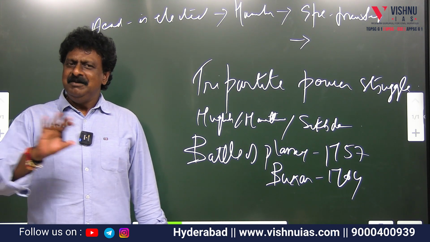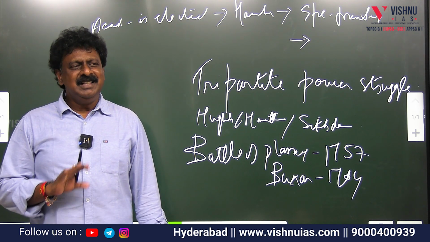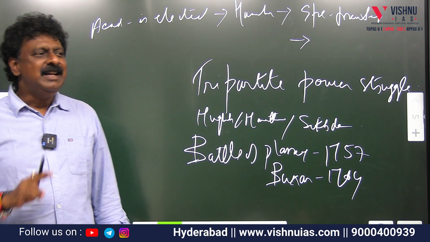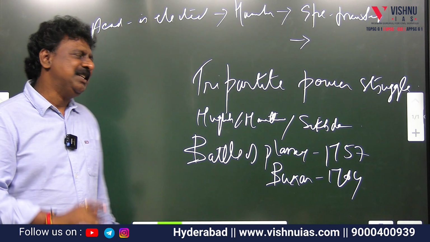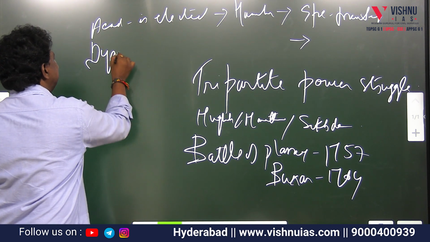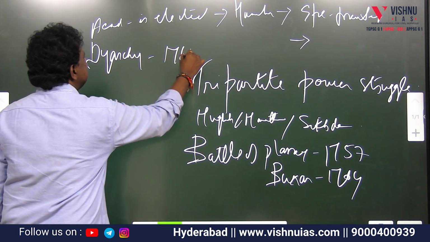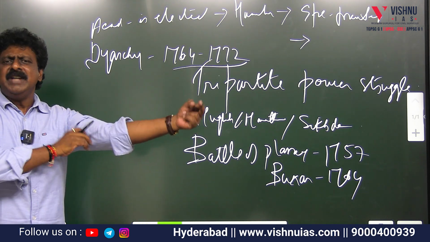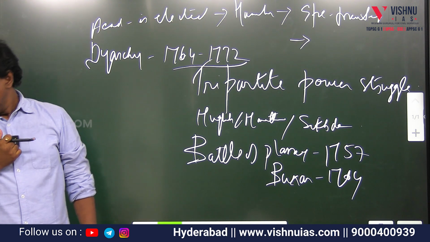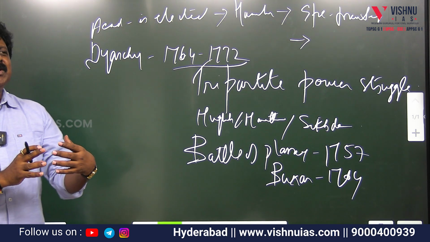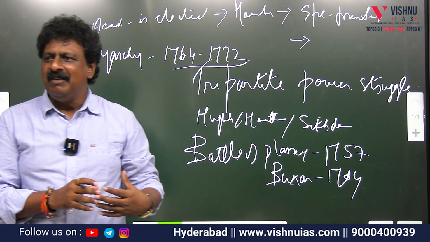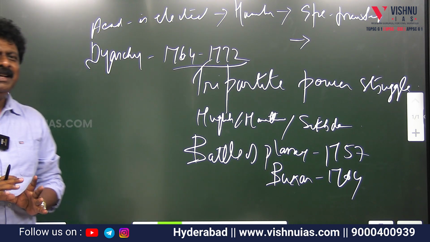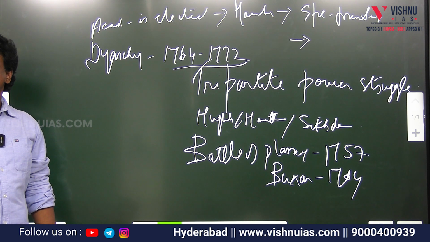From 1764 onwards till 1772, Robert Clive, who was the governor of Bengal, introduced what was very popularly called diarchy. What is diarchy? Diarchy simply means dual rule. A part of the administration was under the control of the Bengal Nawab, while another part of the administration was under the control of East India Company.